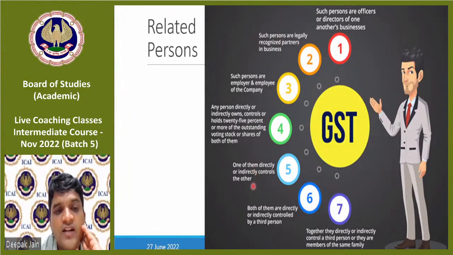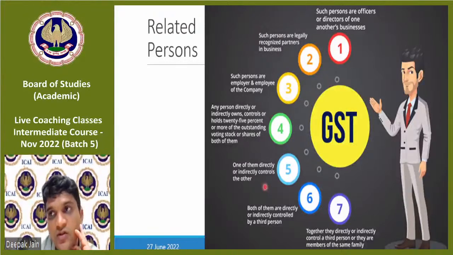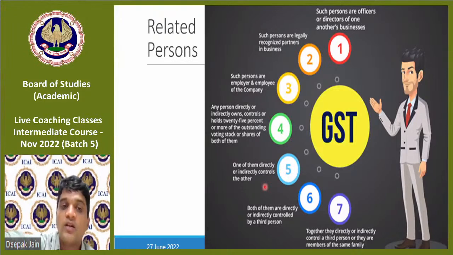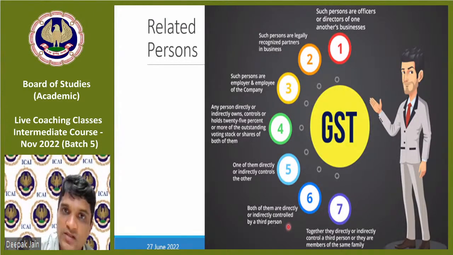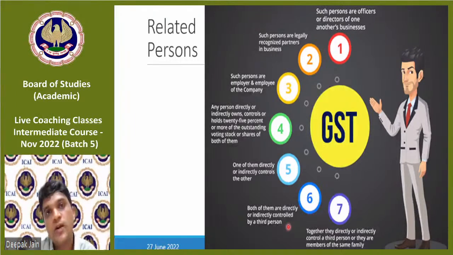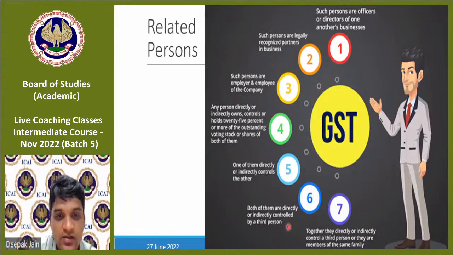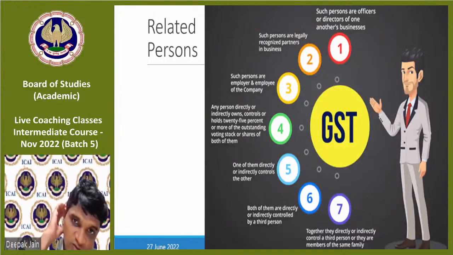One of them directly or indirectly controls the other. So one person directly, through a subsidiary, then another subsidiary controls the third company, then all these three companies will become related persons. Both of them are directly or indirectly controlled by one person. I said subsidiary, but if there are two companies with common shareholders, they are also treated as related persons, or together they directly or indirectly control a third person, or they are members of the same family. So much they have covered.